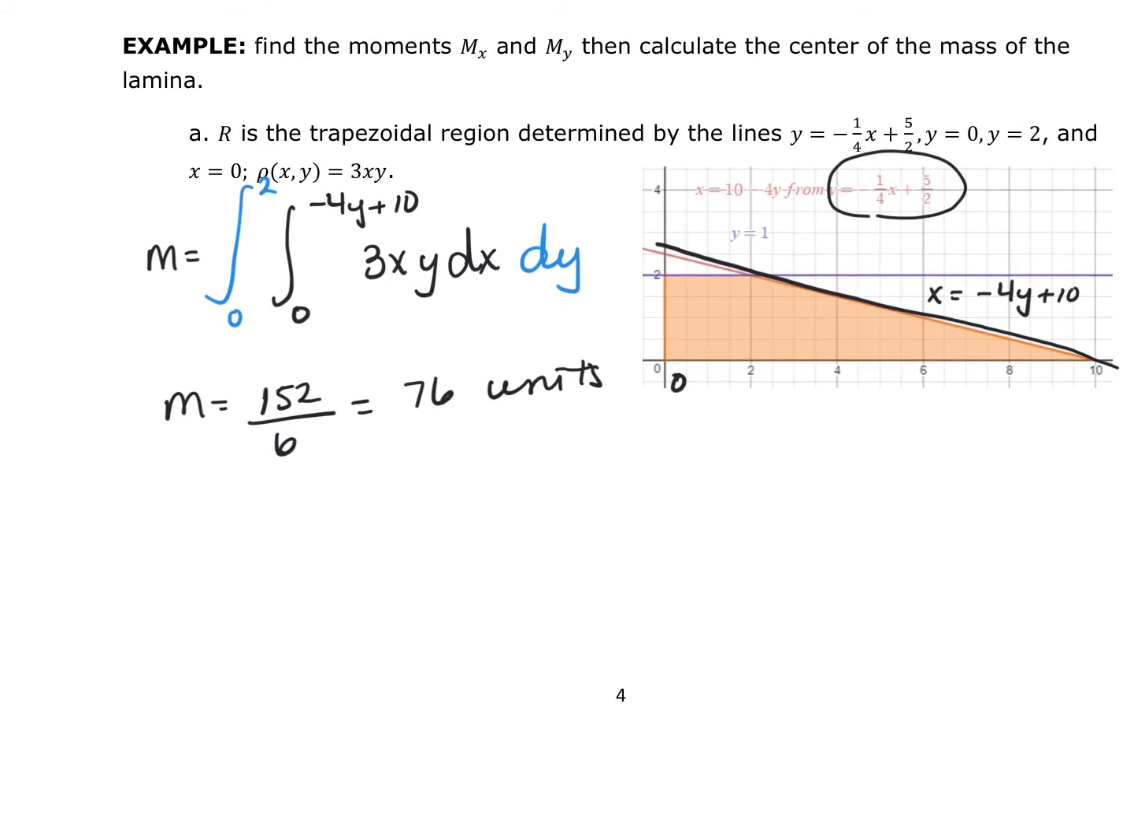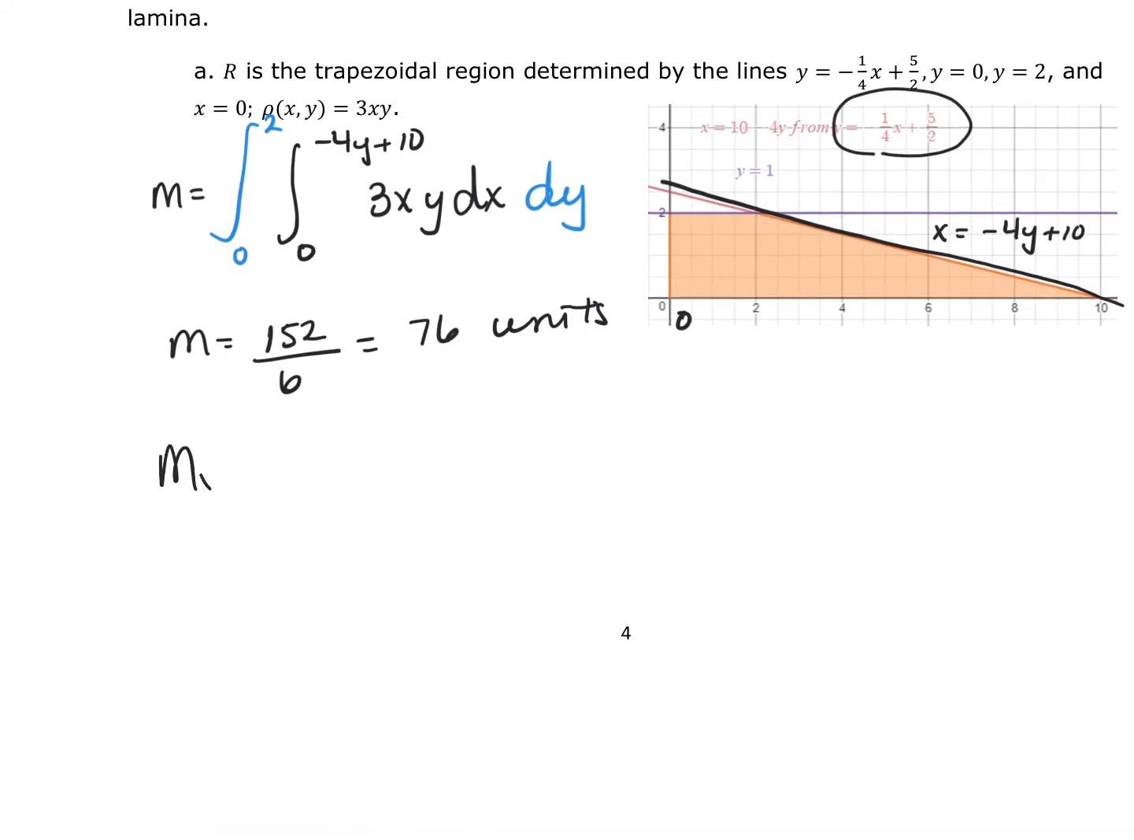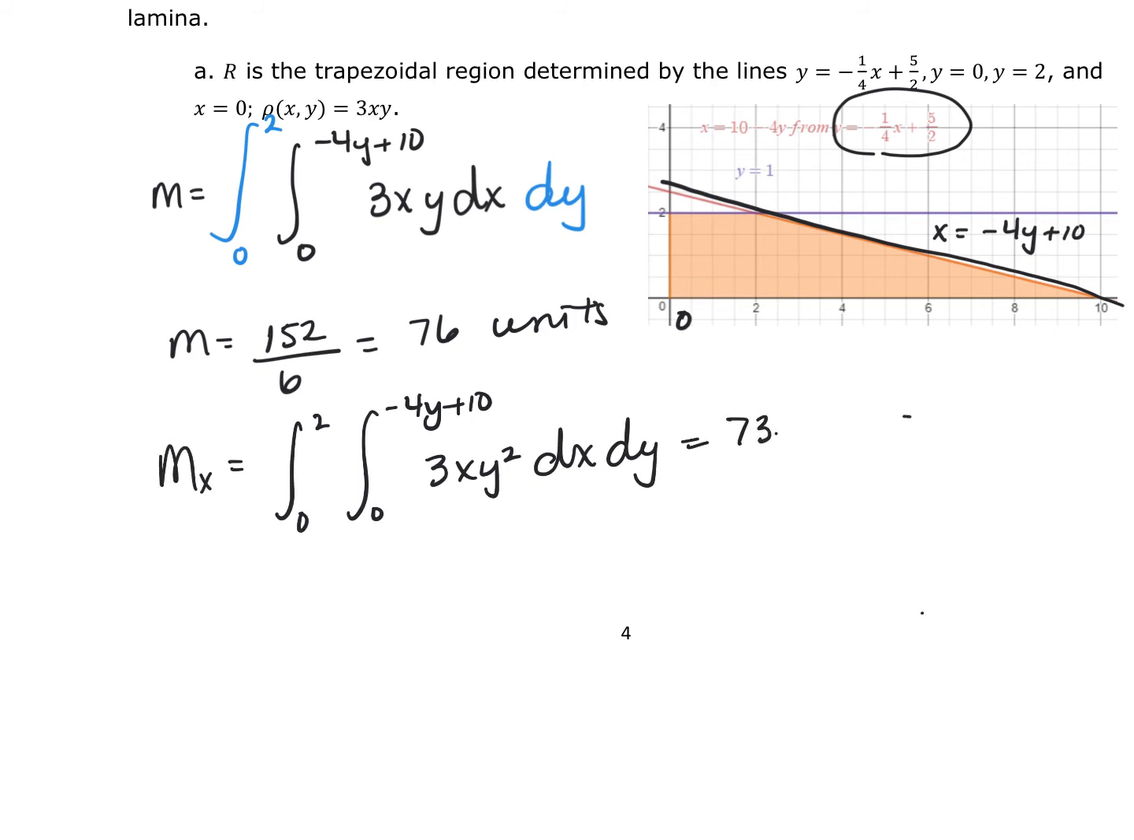Now I have to find my moment with respect to x, because this is going to give me my y bar. The only thing I have to do now is introduce an additional y. So it's still going to be 0 to 2, from 0 to negative 4y plus 10. I'm going to introduce another y in with my density function, so it's going to be 3xy squared, still dx, still dy. When I get done with this, I end up with 73.6.